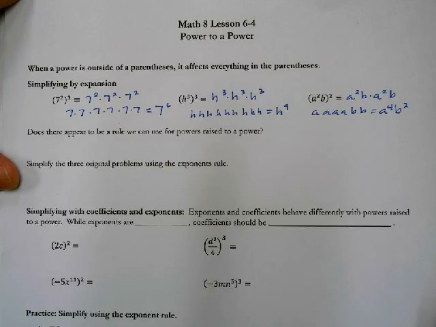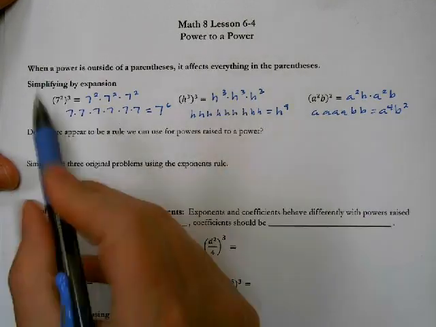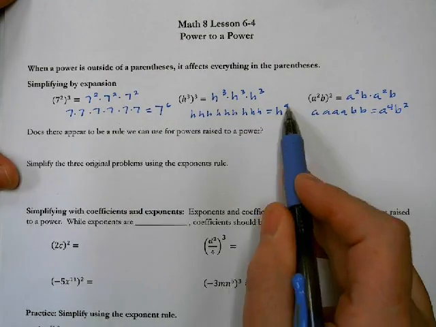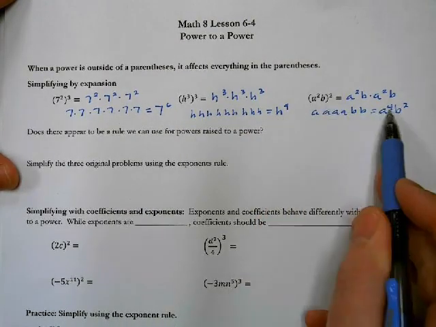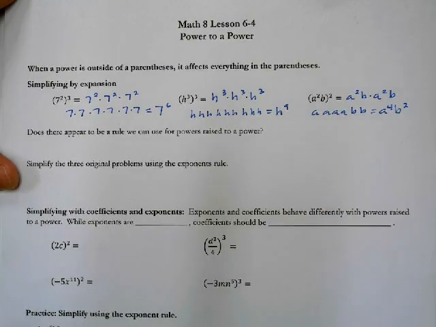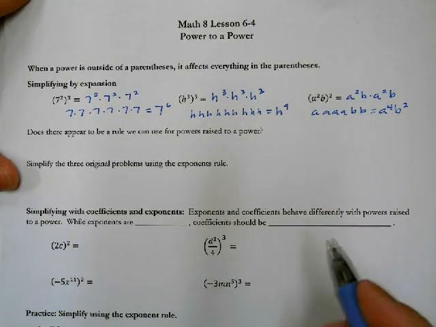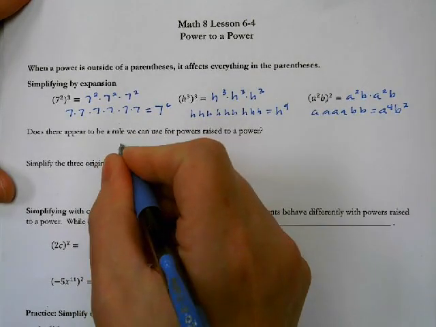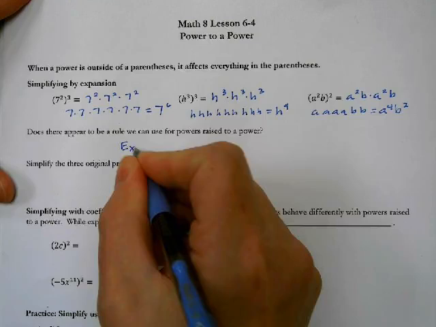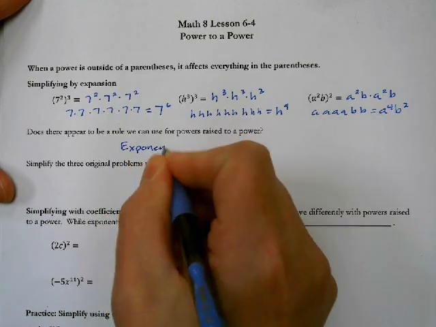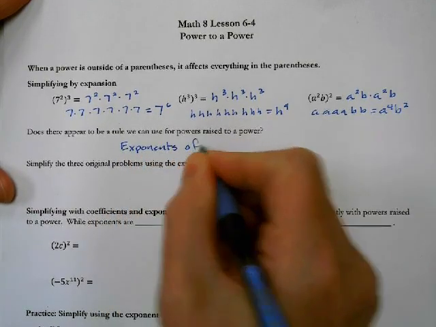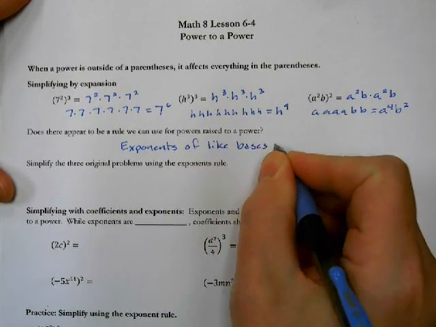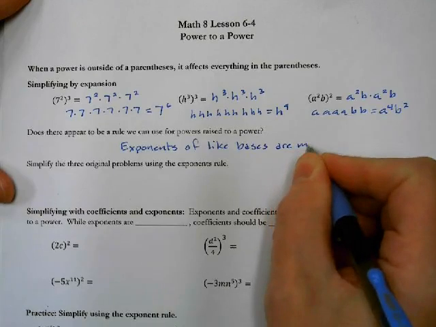It appears as if I am multiplying the exponents. 2 times 3, 7 to the 6th. 3 times 3, h to the 9th. 2 times 2, 4. 1 times 2, 2. I am multiplying the exponents in this case. So exponents of like bases are multiplied.